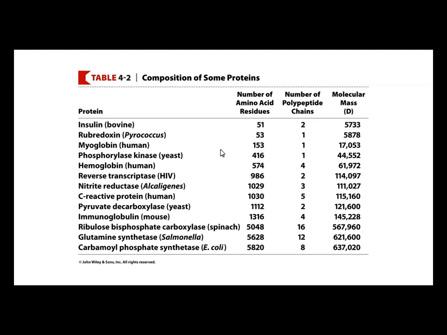Proteins vary widely in size and composition. You can see the very small protein, insulin, which we've looked at before with only 51 amino acid residues, but it has two polypeptide chains. A much bigger protein, myoglobin, has only one chain, so it's hard to predict the number of chains from the number of amino acid residues. It is true that the really huge ones with 5,000, 6,000 amino acid residues tend to have more chains and more subunits that are put together in quaternary structure than the smaller ones.